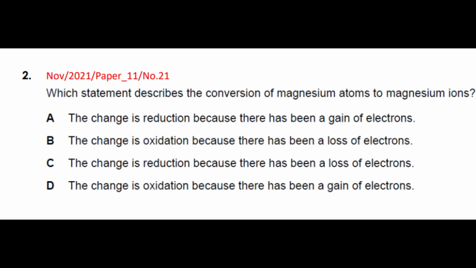Option A says the change is reduction because there has been a gain of electron. Okay, reduction is a change where an atom is gaining the electron. That means it is getting reduced. The second option says the change is oxidation because there has been a loss of electron. No, it is not oxidation. Charlie says the change is reduction because there has been a loss of electron. No, in reduction there is always a gain of electron. And Delta says the change is oxidation because there has been a gain of electron. Oxidation is a loss of electron, not the gain of electron. So Alpha is the correct answer for this question.